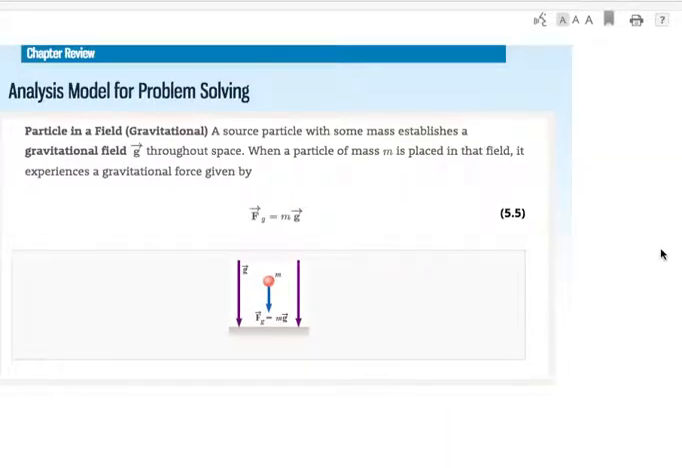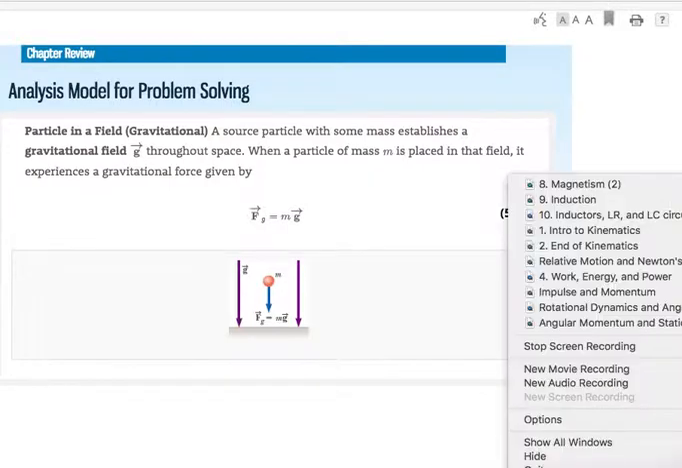Yep. And that's about it for this one. Got one more on oscillations.